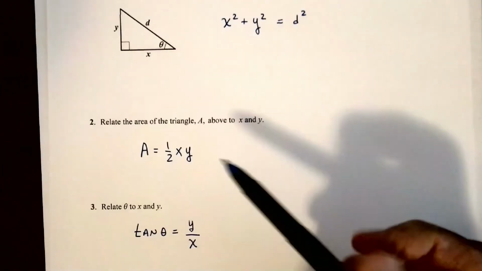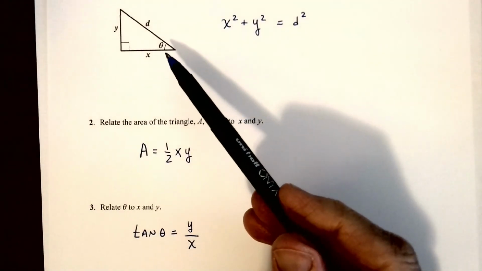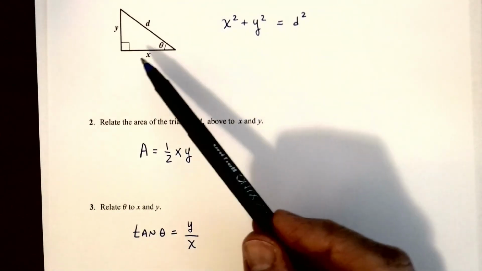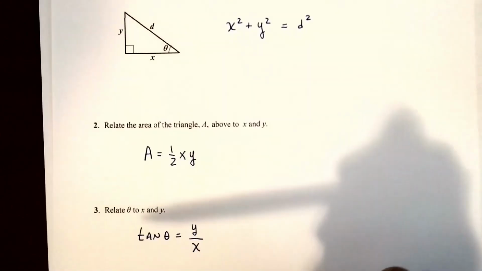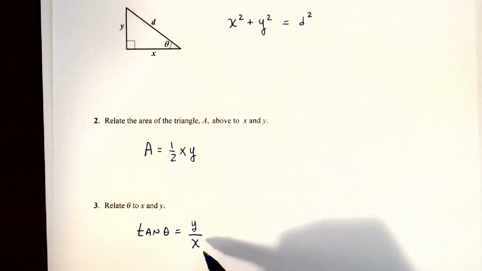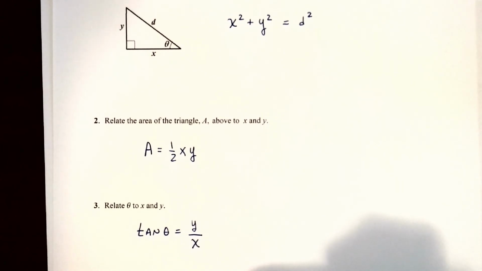Now another way you could have done this is with the cotangent function, because it's the reciprocal of the tangent function. So cotangent of theta is the adjacent side length over the opposite. So cotangent theta would be equal to x divided by y, which is another way it could be written.